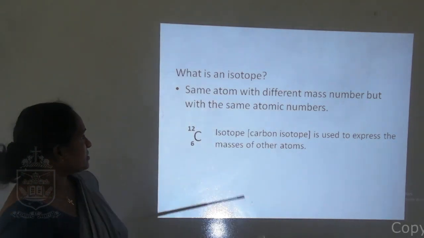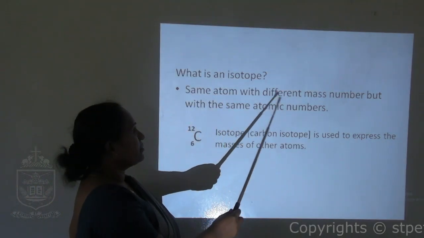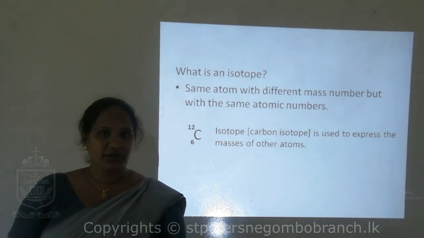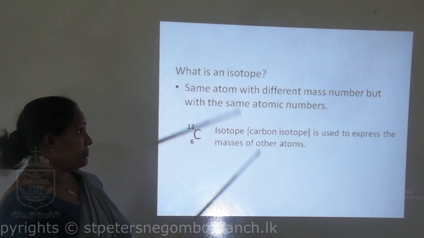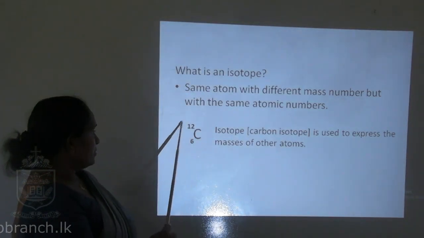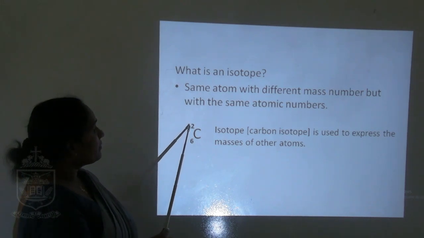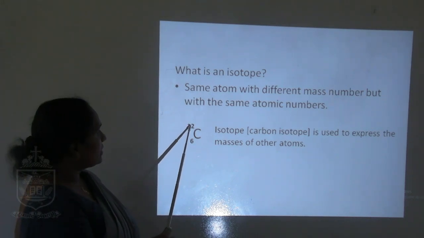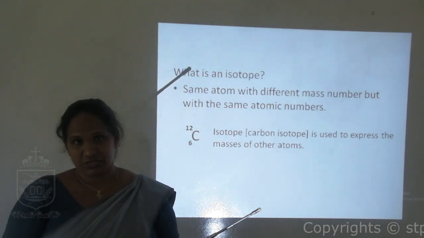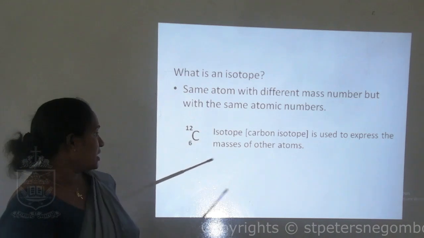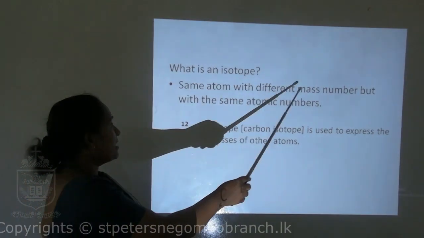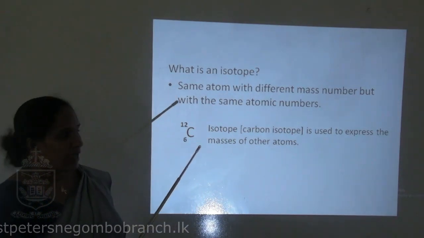The definition of the isotope is given here. Same atom with different mass number but with the same atomic number. There is no difference in the atomic number but the mass number will be different. On top of this carbon atom we show the mass number, and this is the atomic number. The atomic number does not change but the mass number can change. So different mass numbers we call isotopes.